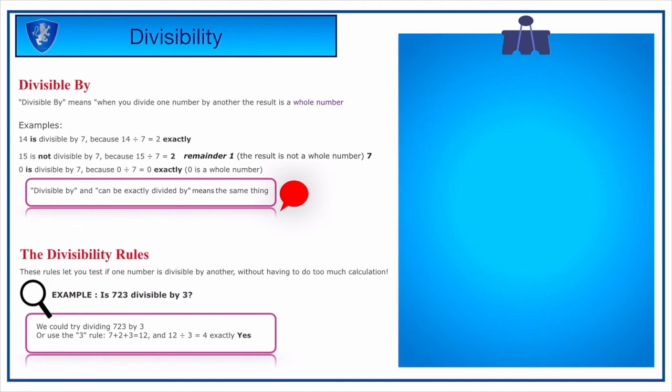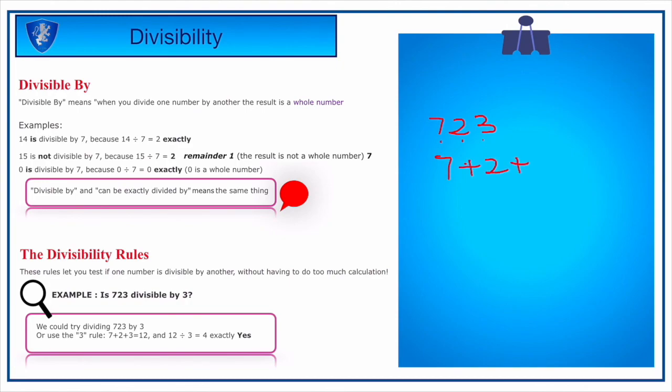These rules let you test if one number is divisible by another without having to do too much calculation. The example we have taken is 723. Now let me see if I can write this down. So your example here is 723. We are trying to divide this by 3, and our rule says you add these digits. The 3 digits here are 7, 2 and 3, and you add the digits. Some people say find the sum of the digits, which is the same thing. As you know, your 7 plus your 2 plus your 3 gives you 12.